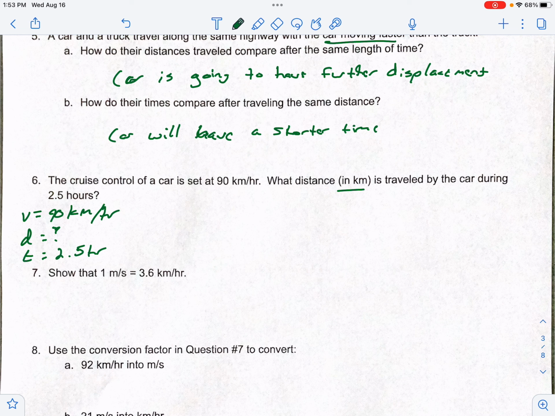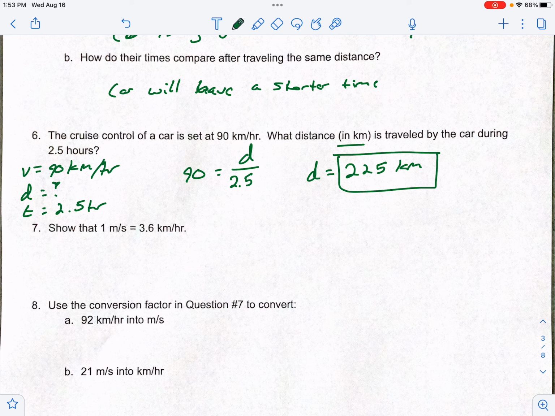I'm going to use my equation, velocity equals displacement over time, so 90 equals displacement, or distance in this case. It doesn't matter, so don't get too hung up on this, it's basically the same equation. And my time is 2.5 hours. Now you can multiply both sides by 2.5 to get that 2.5 off the bottom. So 90 times 2.5 gives me 225 kilometers. And there is your answer.